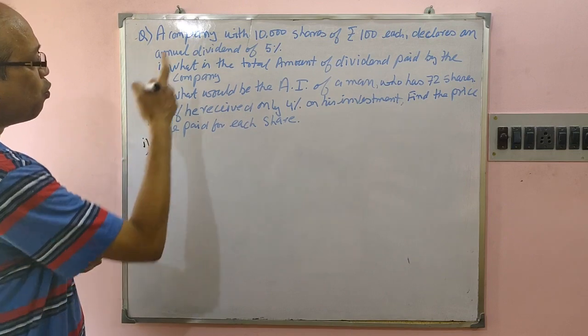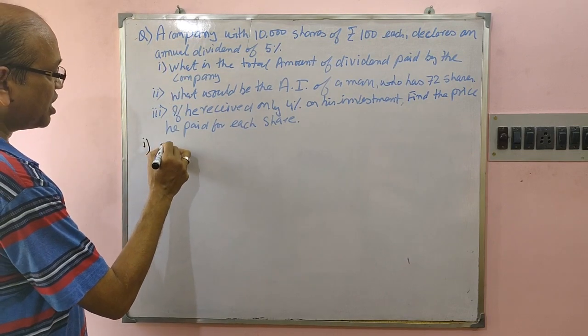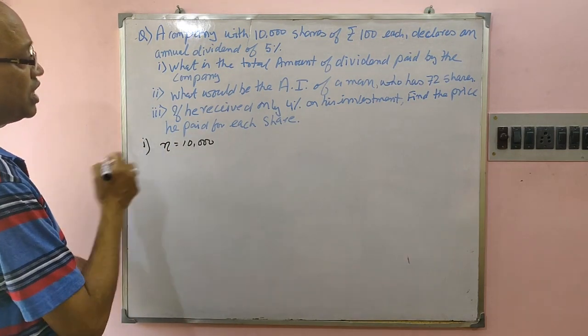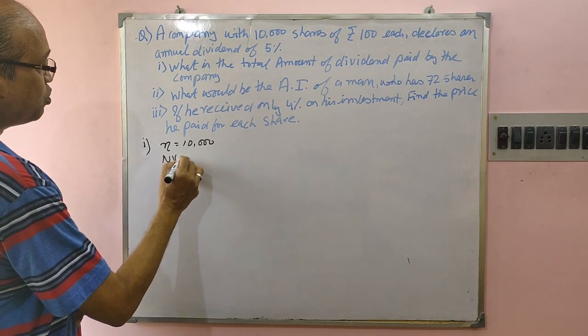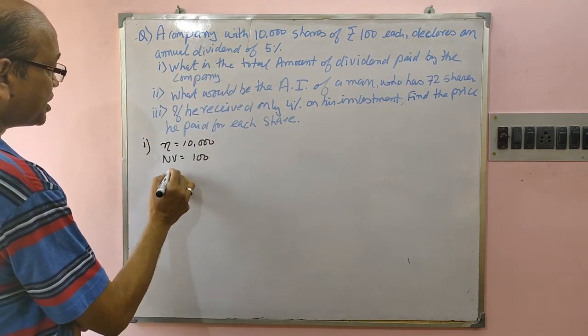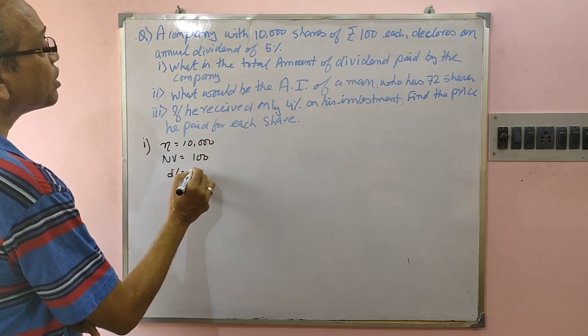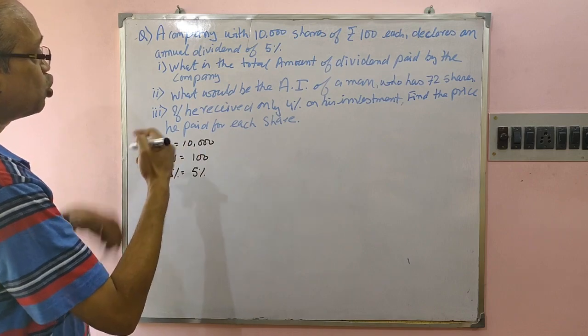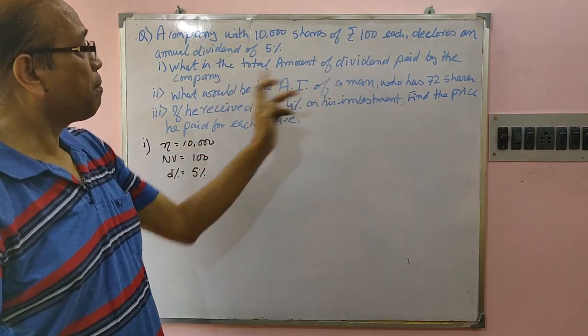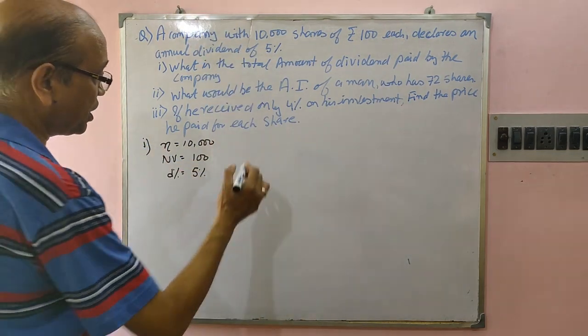First part, what is given? Number of shares: 10,000. Nominal value: 100. D percent: 5%. So what is the first part? The total amount of dividend paid by the company.